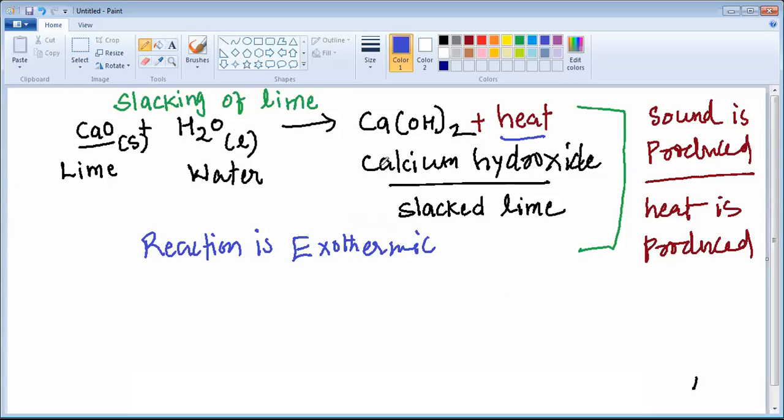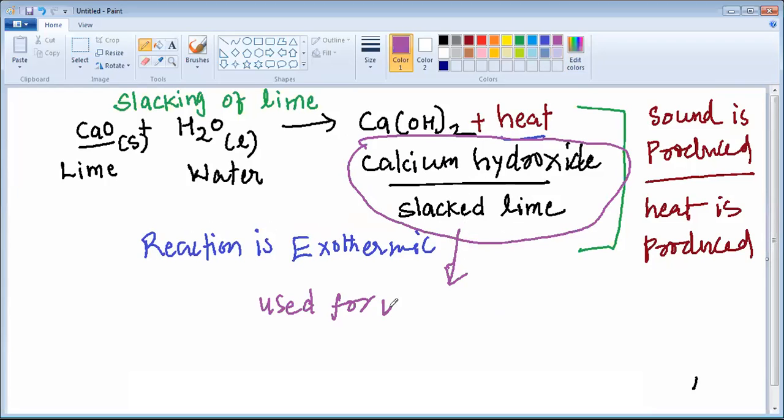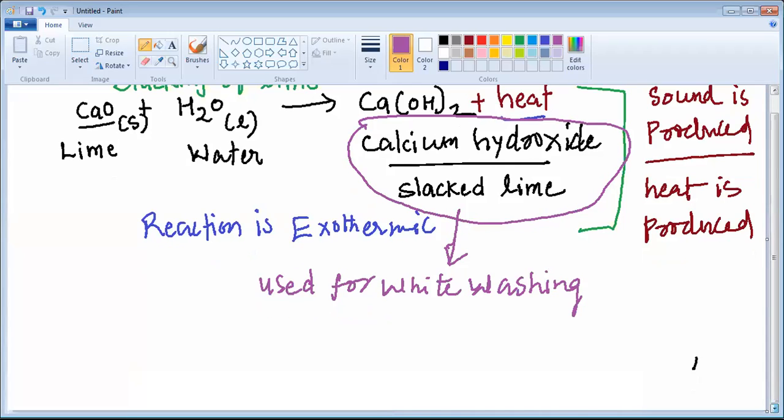This calcium hydroxide or slaked lime that we have got is used for whitewashing. Please remember that this calcium hydroxide is used for whitewashing. Now, if we look at the reaction, Ca(OH)2 combines with the carbon dioxide present in the atmosphere.